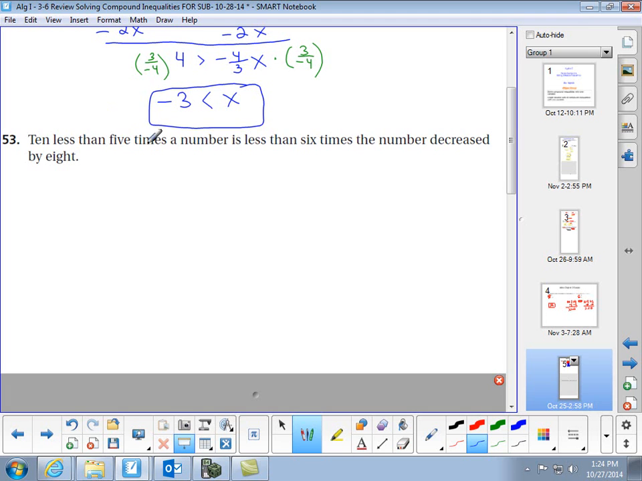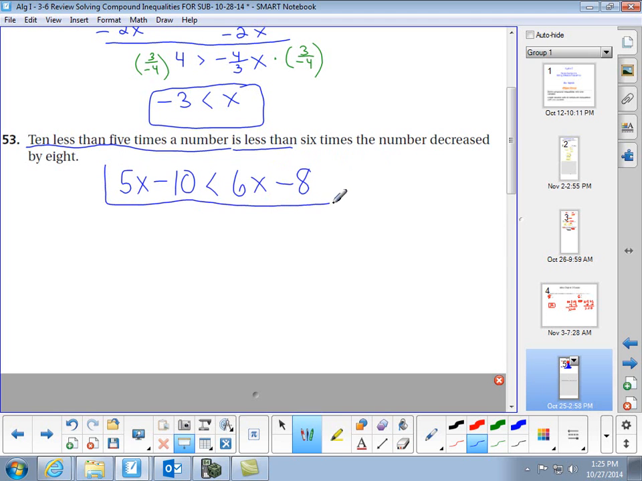So 10 less than 5 times a number is less than 6 times the number decreased by 8. So still with these, you guys have got to get better doing these. 10 less than 5 times a number is less than 6 times the number decreased by 8. So here is your inequality once again.